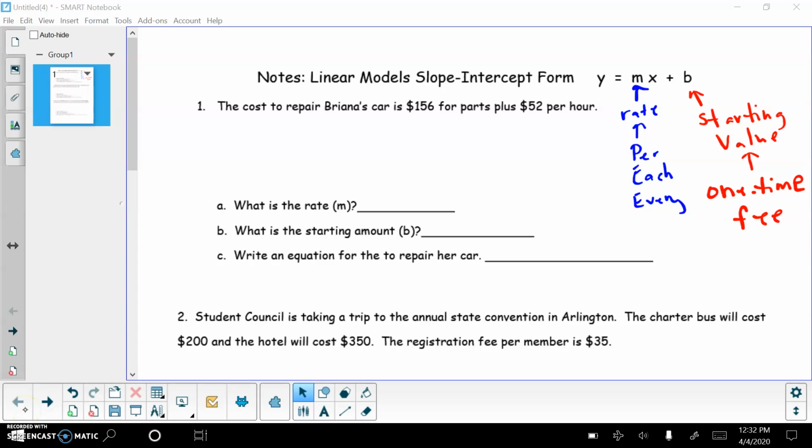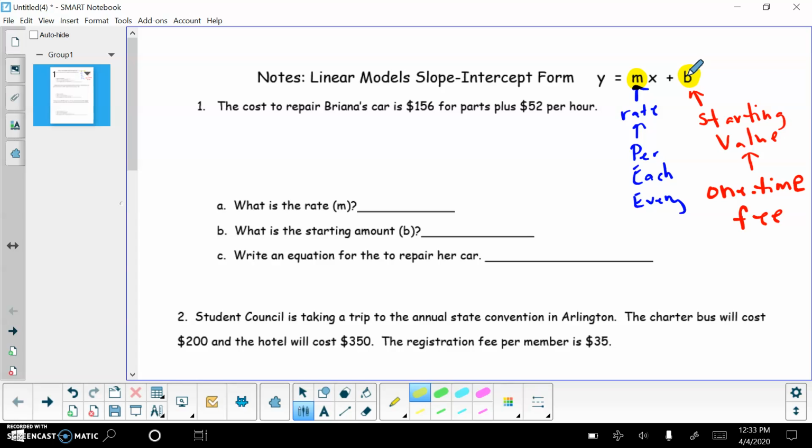This is our tutorial for our notes on linear models, writing equations in slope-intercept form that model real-world situations. Slope-intercept form is the y equals mx plus b that's on the screen. One thing we're going to remember before we get started is that this m number and this b number are where we're going to put our numbers.